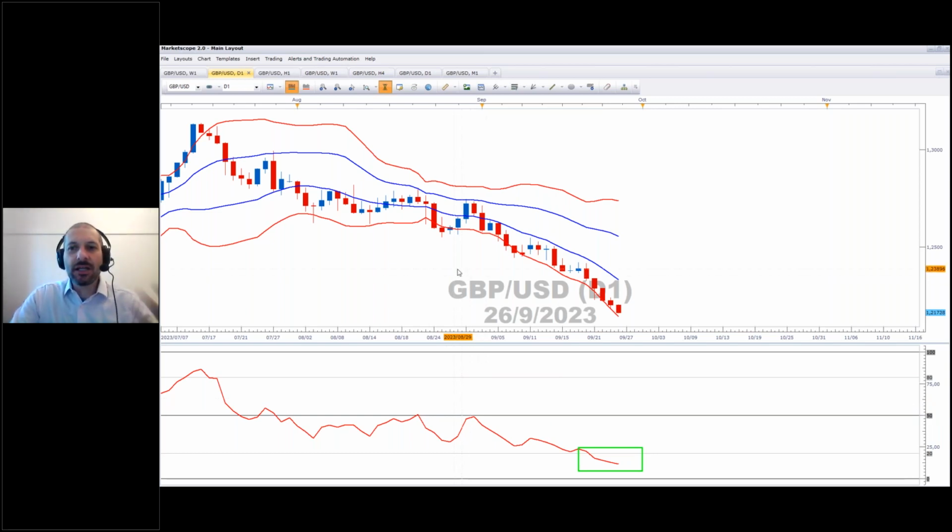So we've taken a look at the US dollar. We've taken a look at the euro. We've taken a look at cable. Let's take a look at gold. It also tends to move in the opposite direction to the dollar. Let's just bring that up.